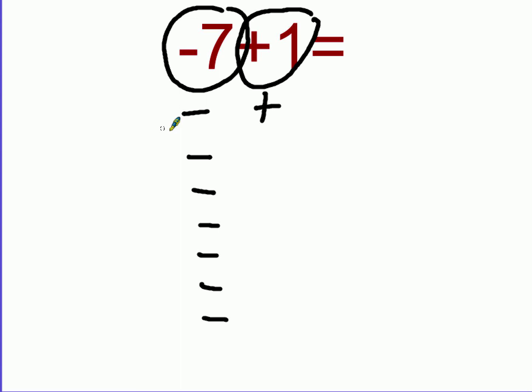So here we only have one opportunity for battle. There is only one villain available to battle the only superhero. So they are going to battle and cancel each other out. If you predicted that the villains would win this battle, you are absolutely correct. As you can see, we are left with 1, 2, 3, 4, 5, 6 villains, or an answer of -6.